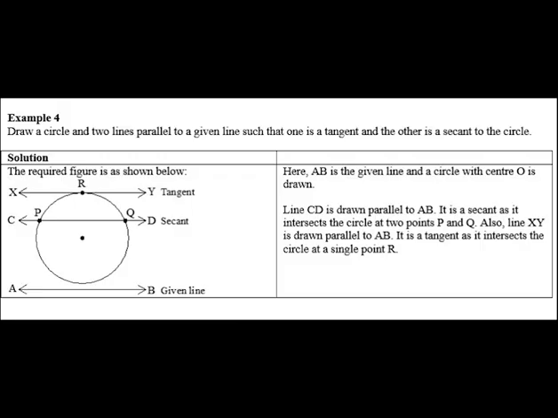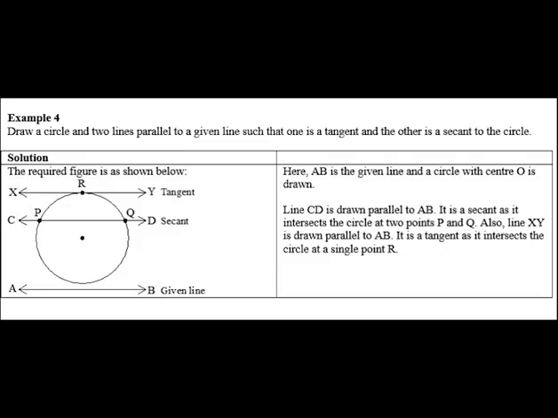Example 4. Draw a circle and two lines parallel to a given line such that one is a tangent and the other one is a secant to the circle. The required solution is as shown in the figure. Here, AB is the given line and a circle with center O is drawn. Line CD is drawn parallel to AB. It is a secant as it intersects the circle at 2 points P and Q.